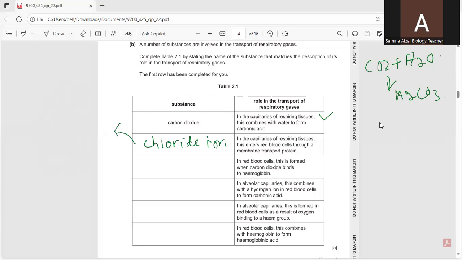So it happens to maintain electrical neutrality, so it balances the ionic nature.